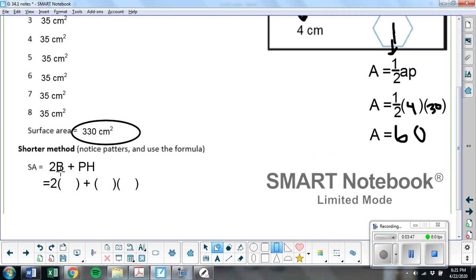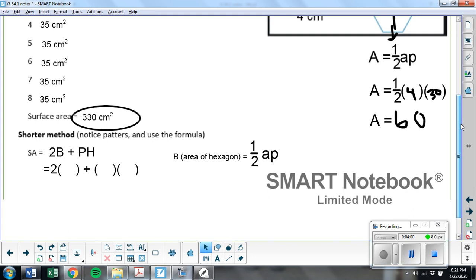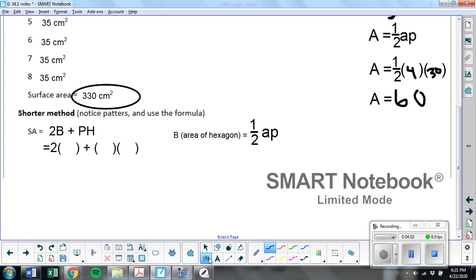For capital B, that's the area of the base. I always want you to do that separately somewhere. Write down capital B, and then it's nice to write what shape the base is. In this case, it's a hexagon. The formula is 1/2 AP, which you would show your work. We've already done it, so we're going to say 60. But on your homework, you're going to show the work because you're not going to have to do it this method. So the area of the base is 60.